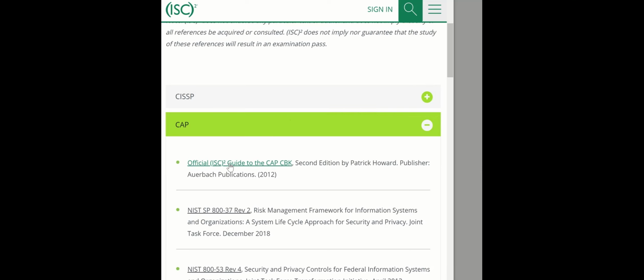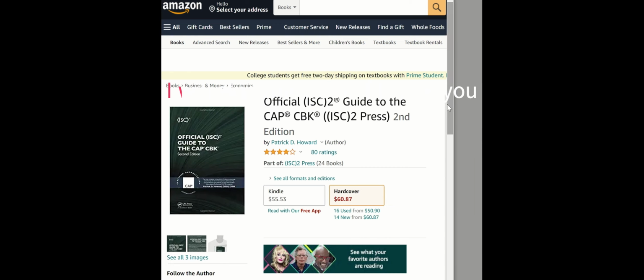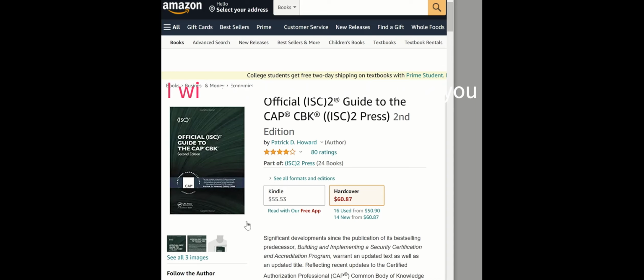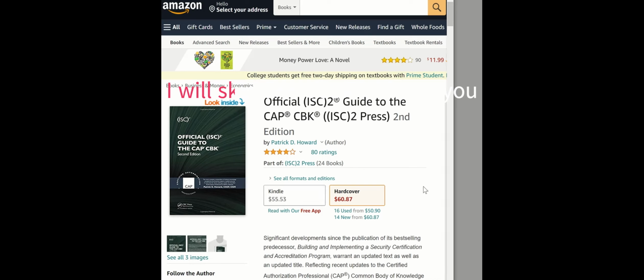So let's click on this link here, see what the book looks like. So here is the book. Kindle version is $55 and some change. Hard copy $60.87. This book is a great book to have and a great resource. However, if you don't have $60 to shell out, you could download the NIST 800-37 and the other supplemental documents that they suggested. That will suffice for the book.